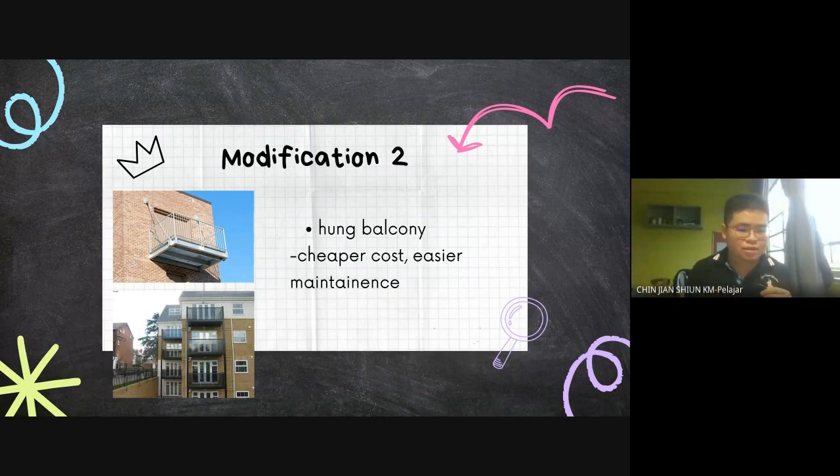Because our balcony is not like those apartment heights, it's not very tall. It will be cheaper and more effective to build two vertical beams underneath it to support it and three horizontal beams to support the overall layer of the balcony. So I think that is our final modification. Does anyone have any more suggestions to be made?